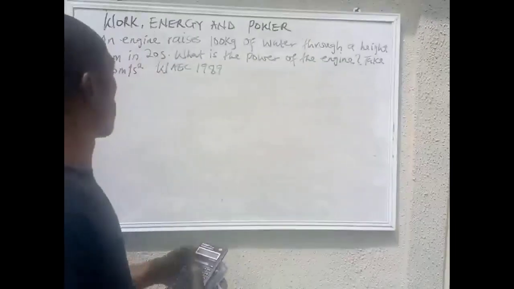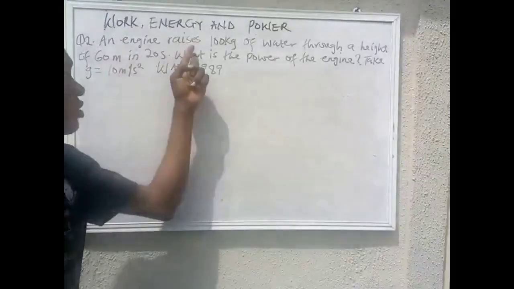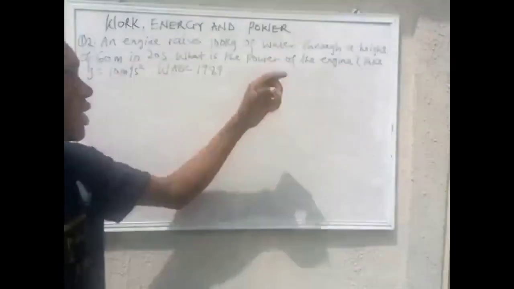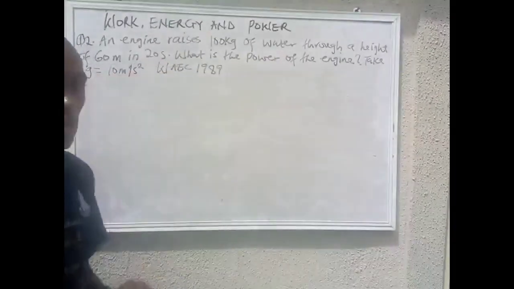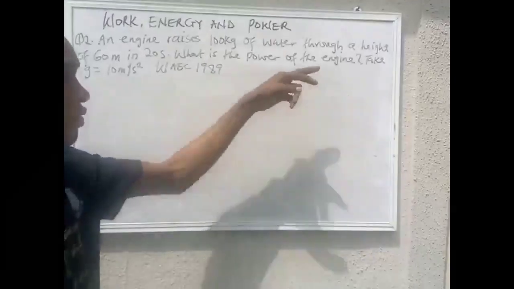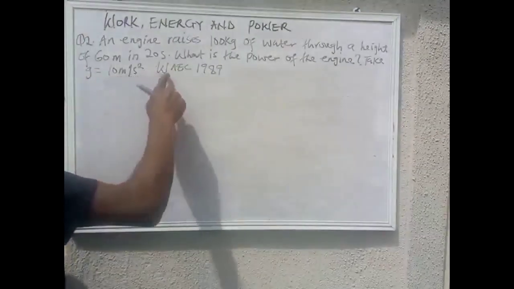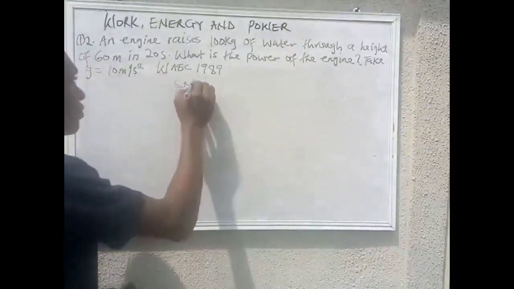Now this is also another question. The question says an engine raises 100 kg of water through a height of 60 meters in 20 seconds. What is the power of the engine? Take g as 10 meters per second squared. WAEC 1989.